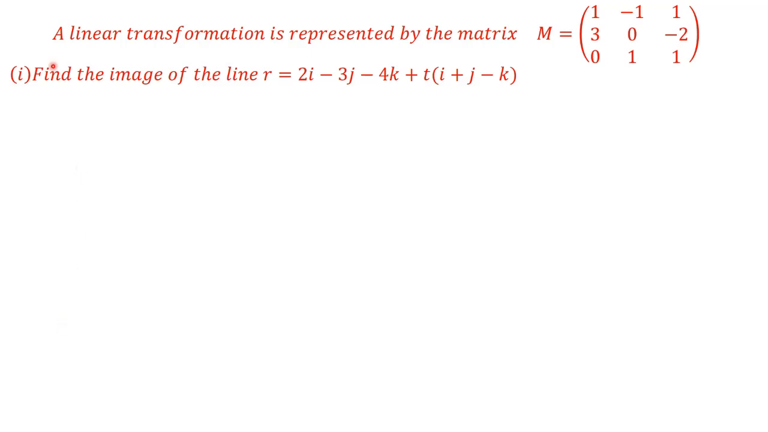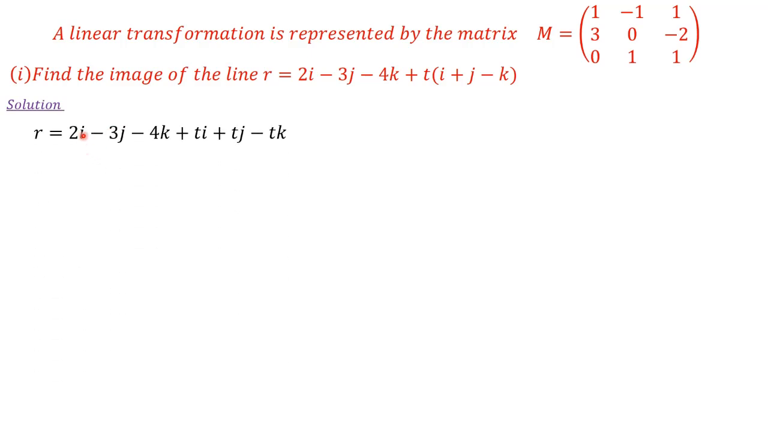So in today's video we are going to be solving a very interesting question on linear transformation. The linear transformation is represented by the matrix M equals the matrix given to us. We are asked to find the image of the line r = i - 3j - 4k + t(i + j - k). Let us launch into the solution of this question.